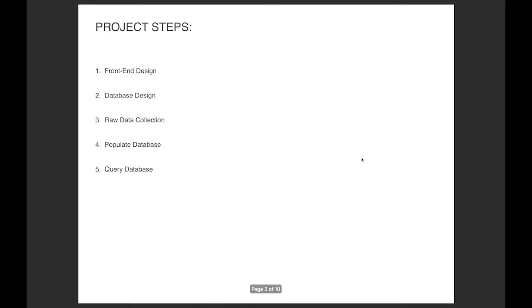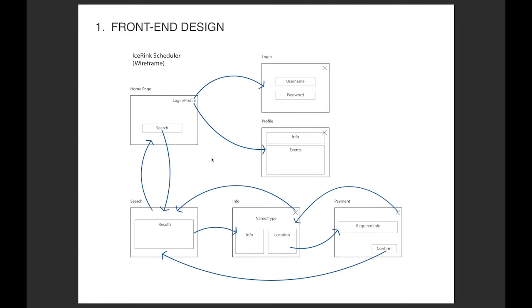So these are the parts that went through to develop the project: the front end design, raw data collection, populate the database, and then query the database. So I'll go through those parts. So the front end design, this is basically the web design where there's a main home page. You can have login for users. The users have their profile.